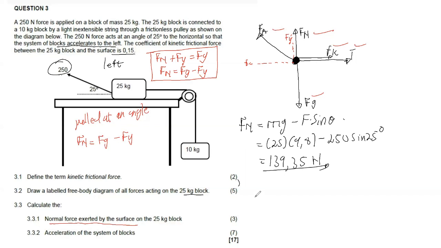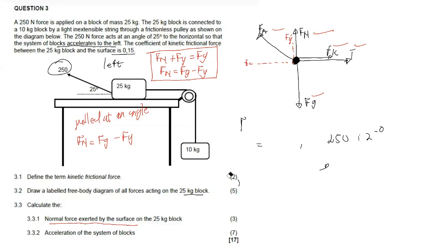Then 3.3.2 says now calculate the acceleration of the blocks, right? So allow me to just erase this part here so that I can start with that. Now remember here, the trick is you also need to draw the free body diagram for the other object, right? So you've been asked to draw the free body diagram for the 25 kg block, but then drawing the free body diagram for the 10 kg block will also come in handy, because this is a system, right? So it is being pulled upward.